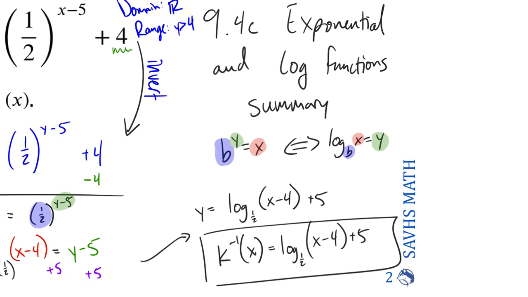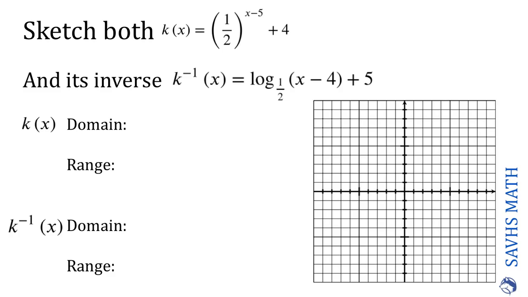So then what that means is our domain of this function is x is greater than 4, and our range is all real numbers. So this is just going to prove that point. We're going to take a look at the graphs and identify that those things are true.